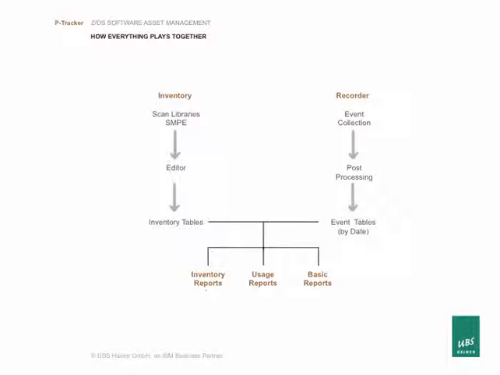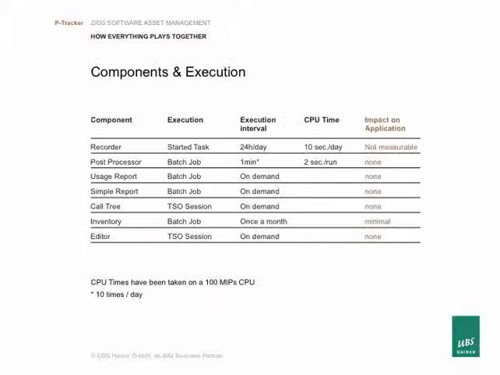On the other side is the recorder that collects continuously the events, for example, program invocations. The post-processor formats the event data and outputs it into the event tables. Both inventory tables and event tables form the base for PTracker's reporting. As a summary, the components and their execution frequency.